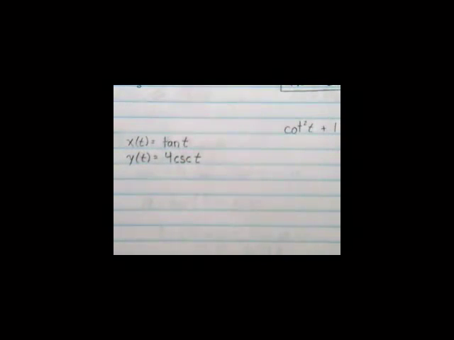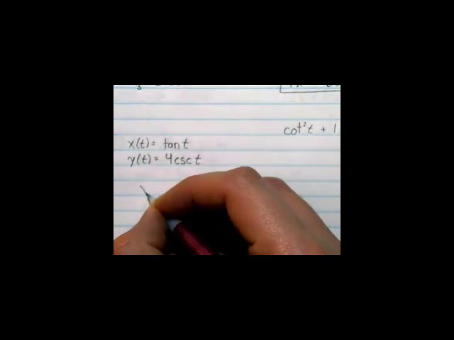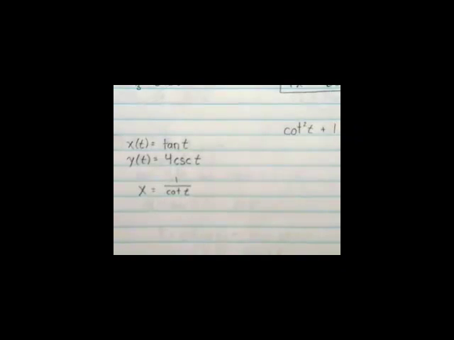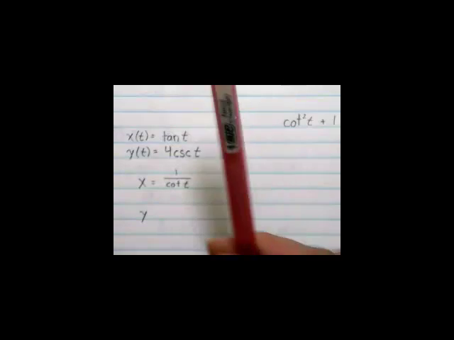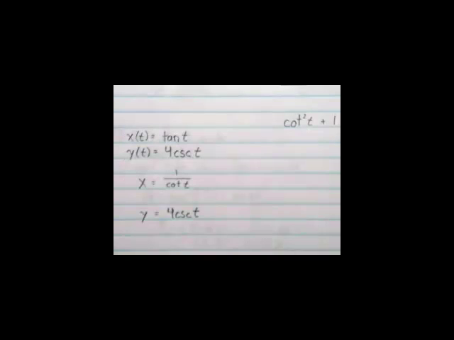So, I'm going to take these two equations here. I'm going to make x 1 over cotangent t, because then I have it in terms of something I can use. And my y, I'll just leave as 4 cosecant t for now. Okay, so for the top one I need to solve for cotangent, and for the bottom one I need to solve for cosecant. Then I have something to substitute.